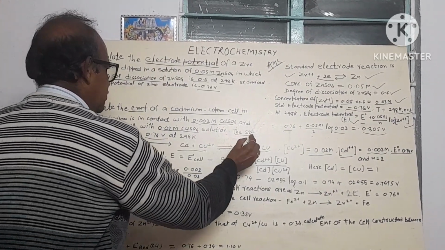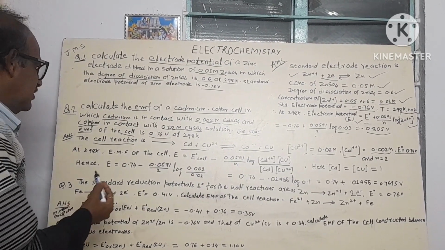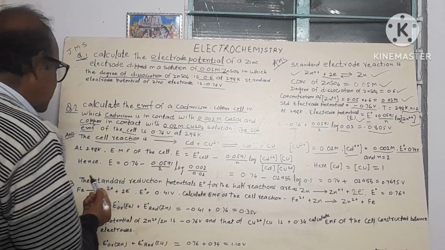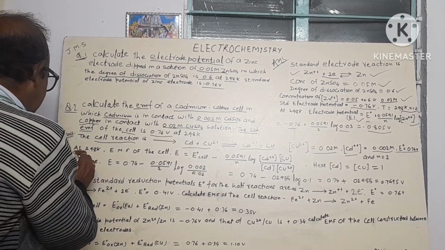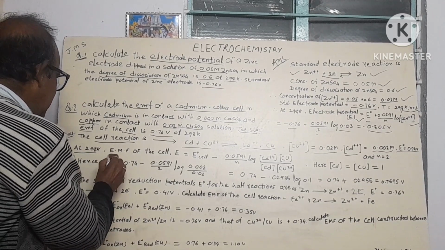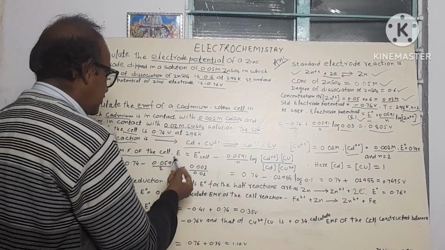Standard value is given. Standard, remember it. Then after that, write the Nernst equation. Nernst equation you have to write. Then at 298 Kelvin, EMF of the cell, this formula you know, that is the Nernst equation.